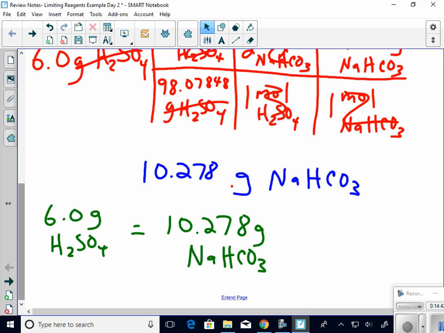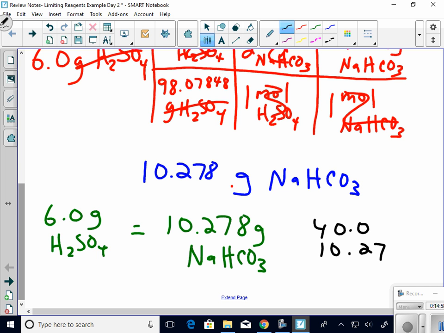Matter of fact, you'll have to do this on WebAssign, folks, because it'll ask how much you will have left over. Well, I have 40, right? If I take away 10.27, what am I going to have? That'd be 29.73. That's how much I would have left over of the sodium bicarbonate.